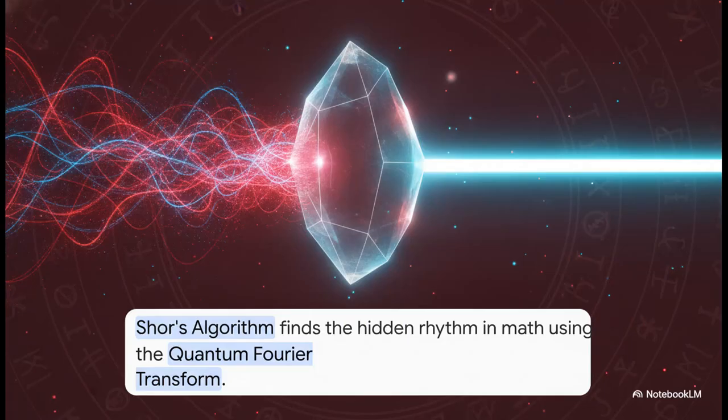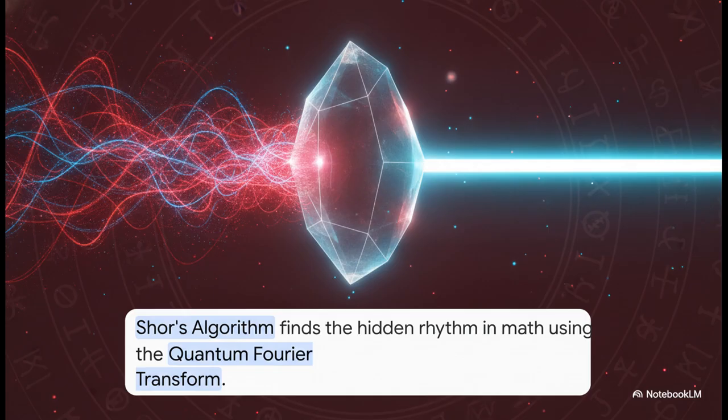Then, of course, there's Shor's algorithm. You might know this one for its ability to factor massive numbers and, well, potentially break modern encryption. Shor's uses something called the quantum Fourier transform. Honestly, you can think of it kind of like a musical prism. If you have a really complex chord made up of many different frequencies, the transform isolates the pure tone of a hidden rhythm or period within all that math.